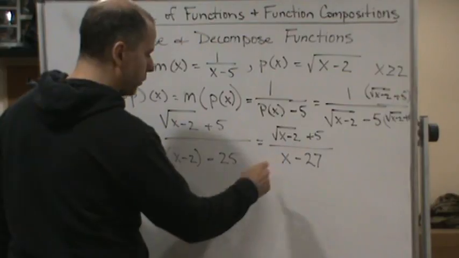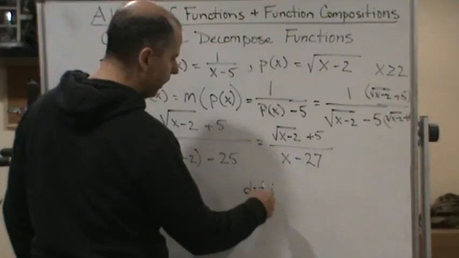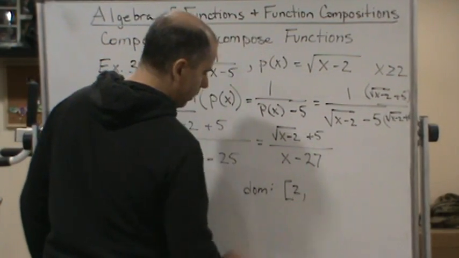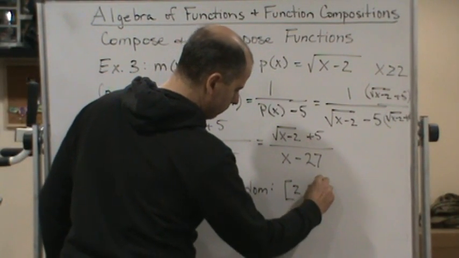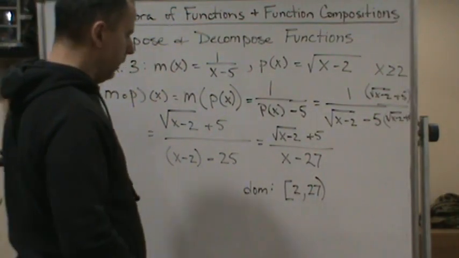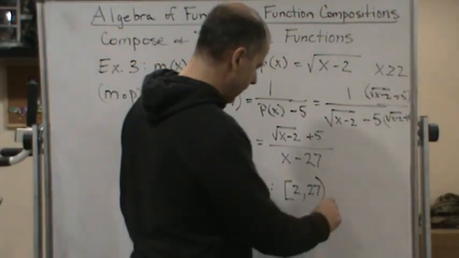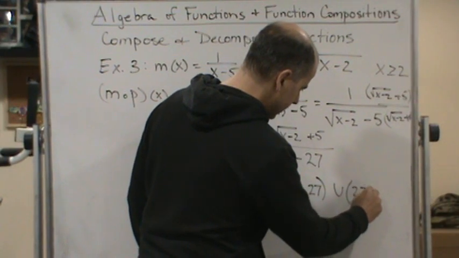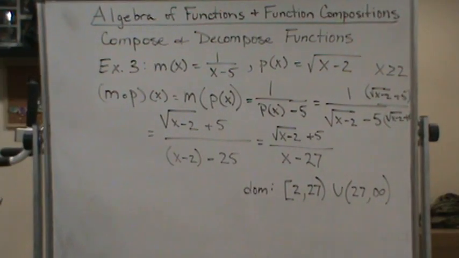So what does this mean? How do we write the domain? The domain would be written as follows. We would say, well, obviously we want 2 to 27. So 2 is okay, so 2 to 27. We can't have 27 because we get 0 in the denominator. And then we do a union, and we'd go from 27 to positive infinity. And that's the way we would write the domain of the composite function.